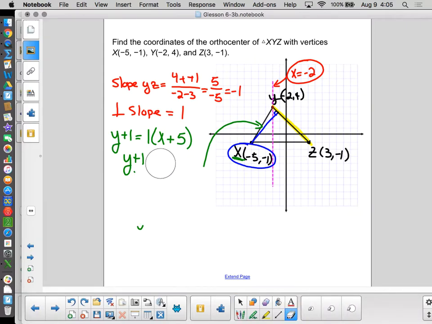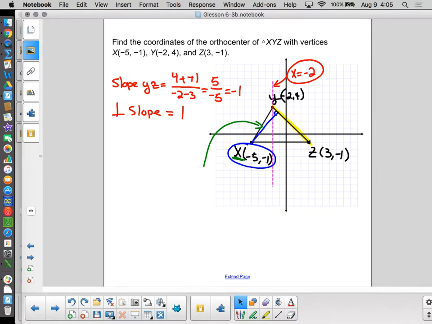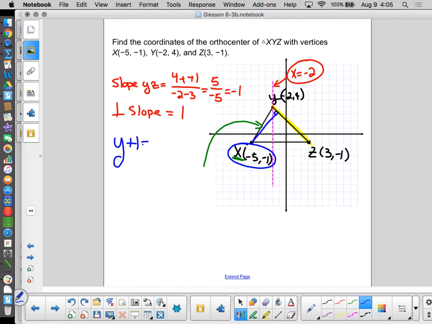I do. I haven't made a lot of mistakes in podcasts this year, but let's take a look at this. I plotted my point in the wrong spot, didn't I? Or did I? Negative 5 minus 3. Let's see what this is. Try this again. y plus 1 equals 1x plus 5. Oh, x is negative 2. That's where I see my mistake now.